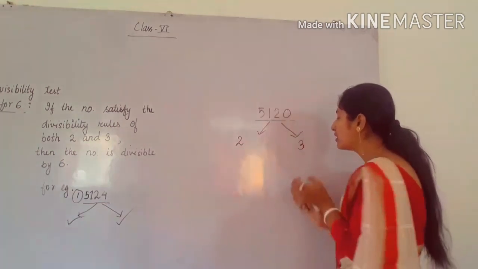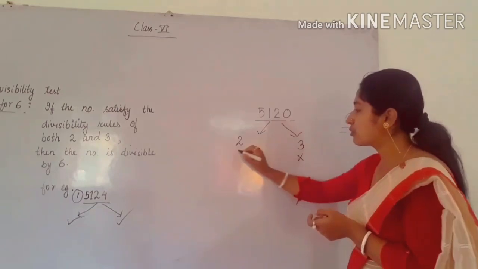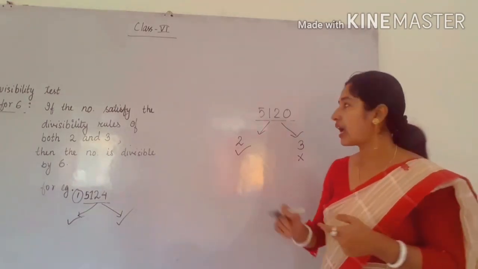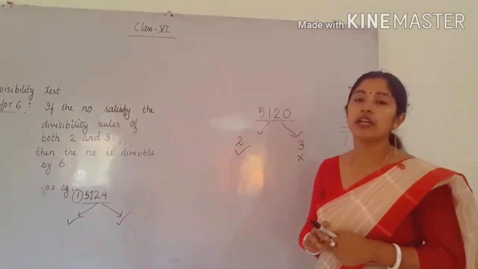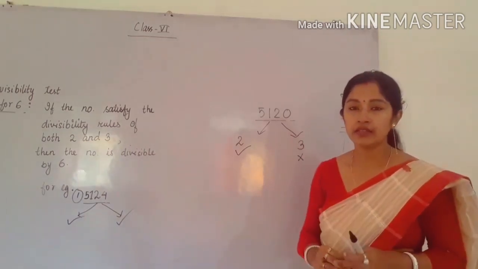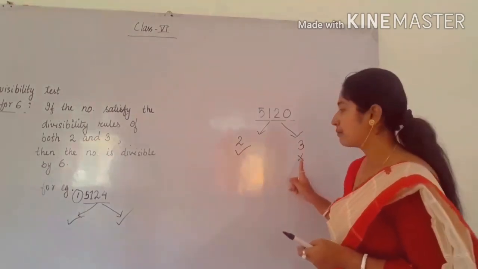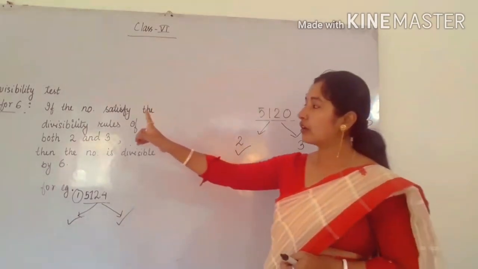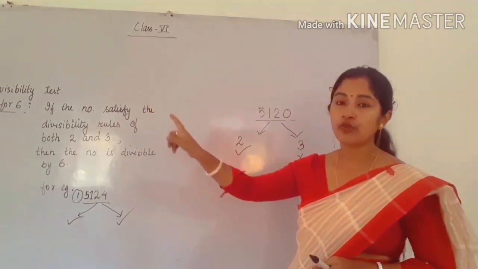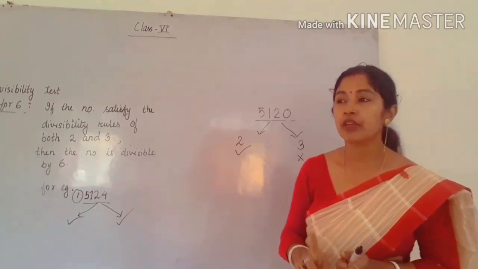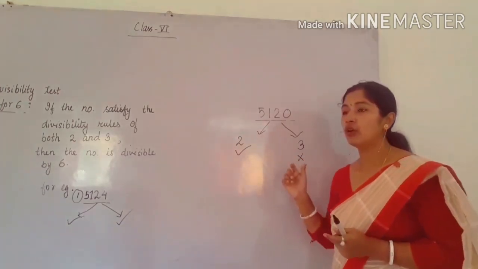Therefore this whole number is not divisible by 3. This is only divisible by 2. So what can we conclude? We can say that this particular number is not divisible by 6. As you can see, it is only divisible by 2 but not by 3. According to the condition for the divisibility test for 6, the number should be divisible by both 2 and 3.